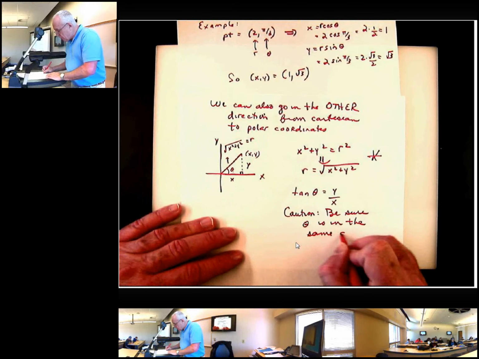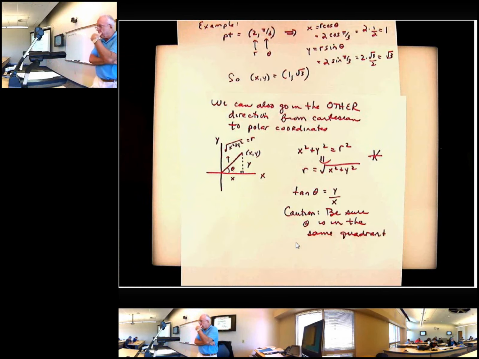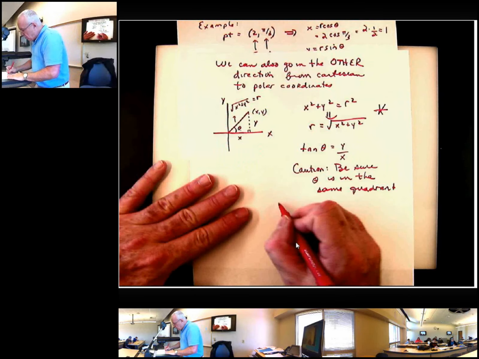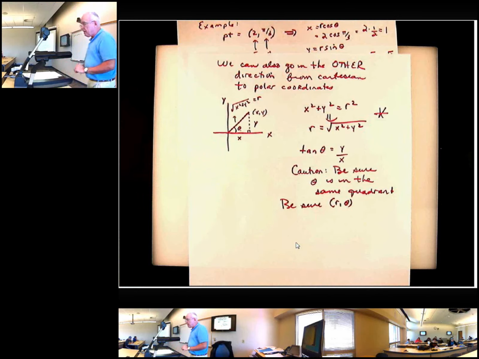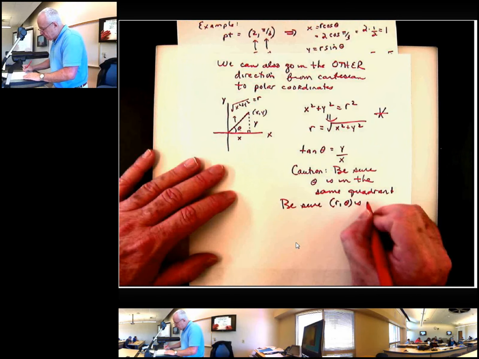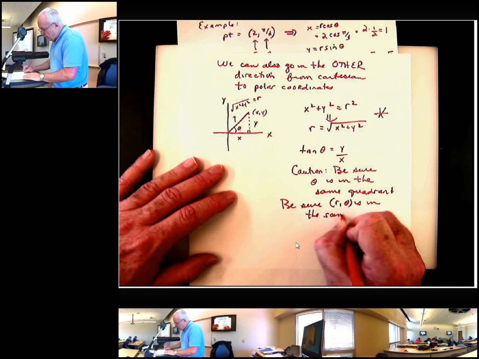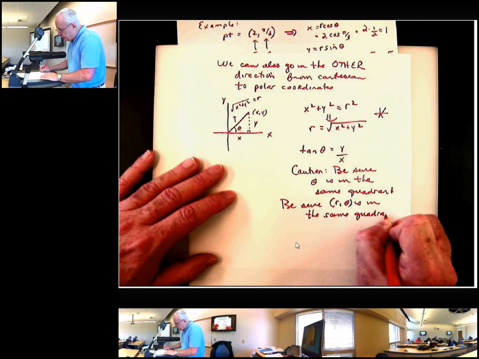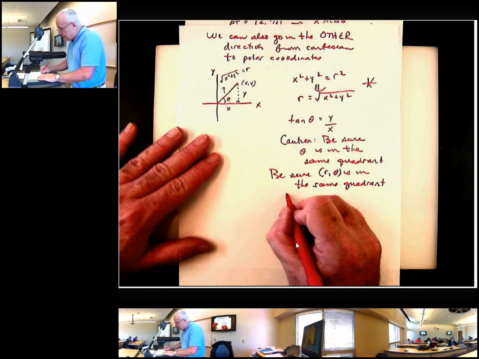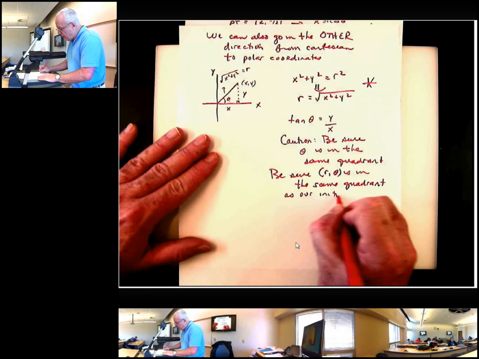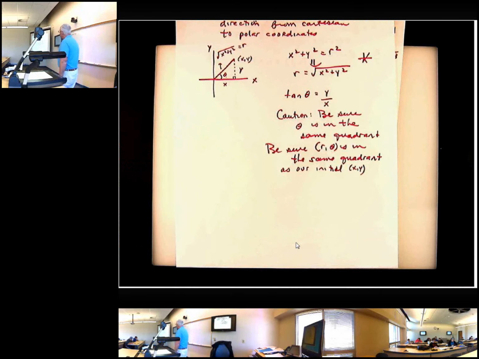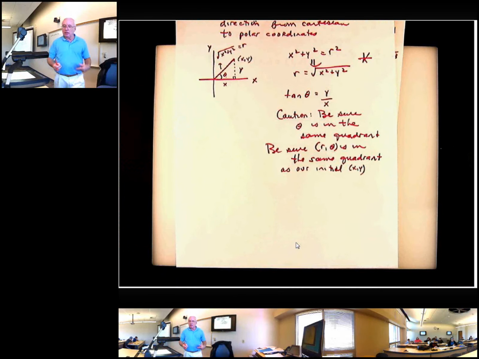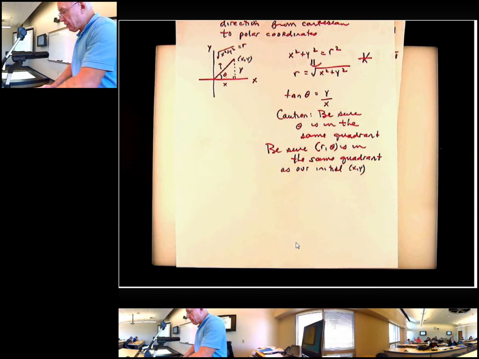Is in the same quadrant. Actually, what I really should do here is I really should say the following. Be sure that the r comma theta that we are coming up with is in the same quadrant as our initial point, is in the same quadrant as our initial xy.